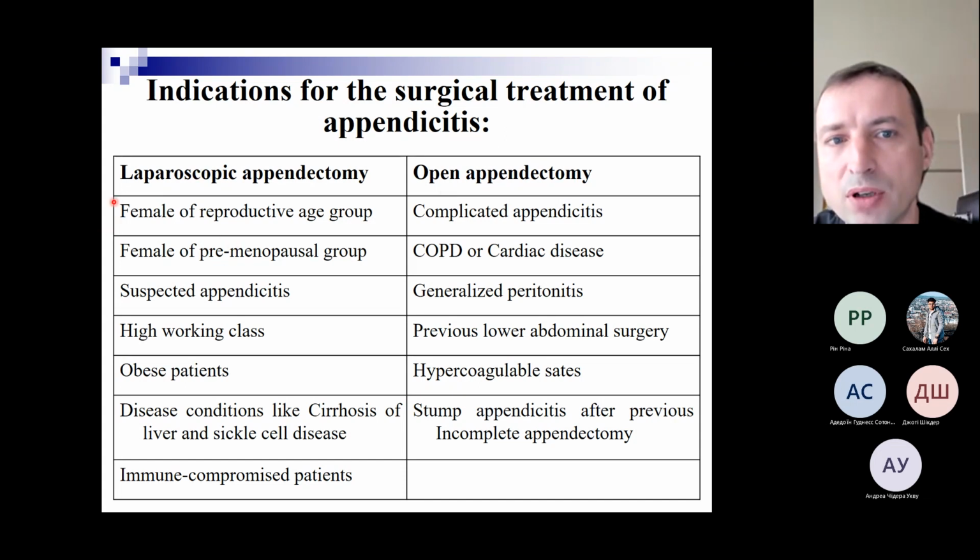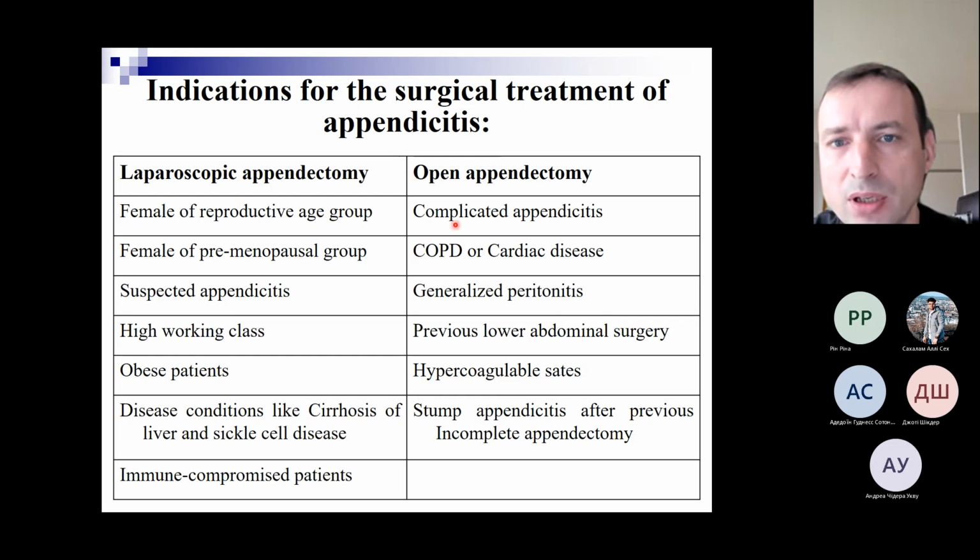Which indications for laparoscopic appendectomy? A female of reproductive age group, a premenopausal female with suspected appendicitis for diagnostic procedure, high working class, obese patients, disease conditions like cirrhosis of liver and sickle cell disease, and immune-compromised patients.